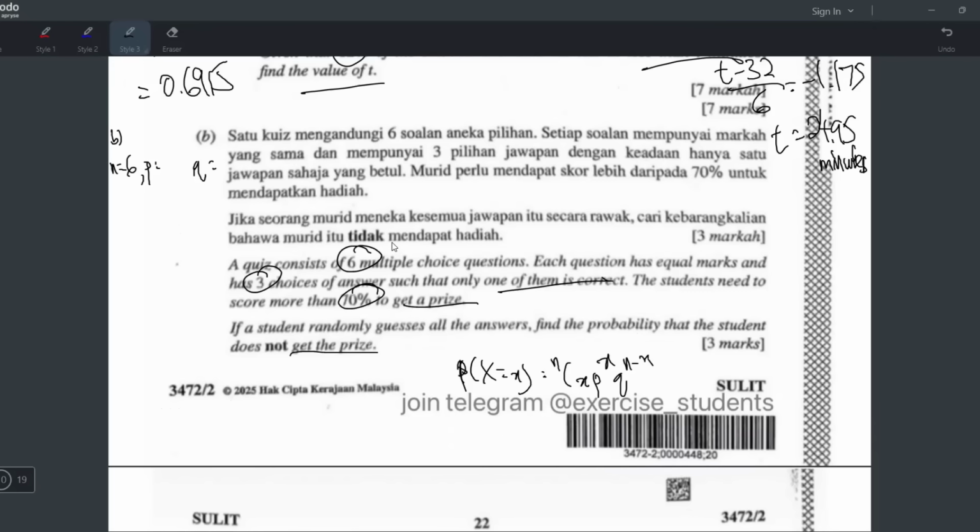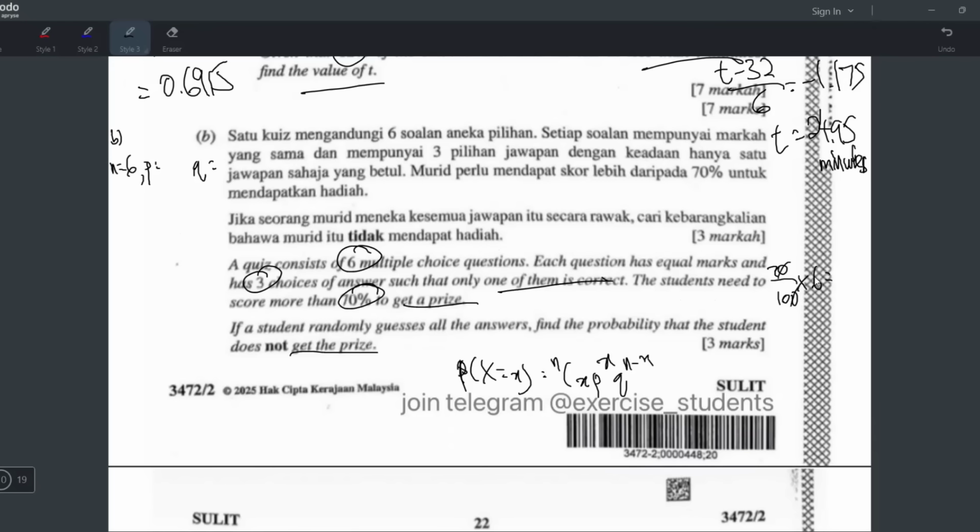1/3 or 2/3. So each question has 3 choices of answer, like A, B, C, only one of them is correct, but you need to score 70%. So I think I have to take 70 over 100 times 6. Yeah, because you need to score 70% to get a prize. Maksudnya kita ambil 70% darab 6 dulu and see berapa soalan yang saya kena betul untuk dapat prize.